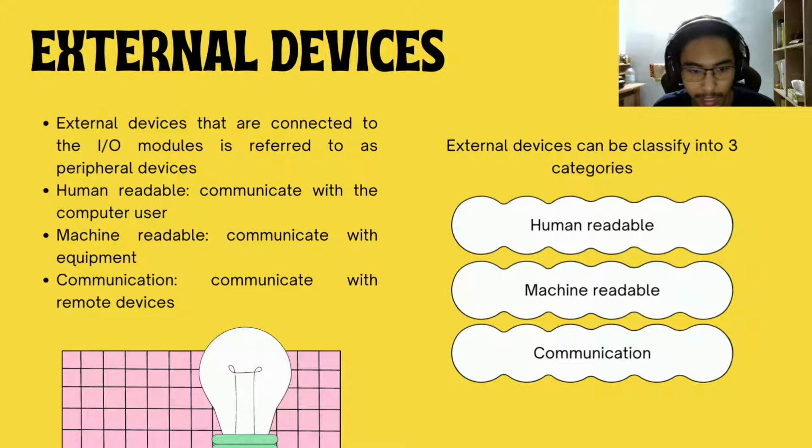Okay, for the human readable, examples are devices like video display terminals and printers. An example of the machine readable devices are like magnetic disks and tape systems. Communication devices allow a computer to exchange data with a remote device, which may be a human-readable device such as a terminal, a machine-readable device, or even another computer.